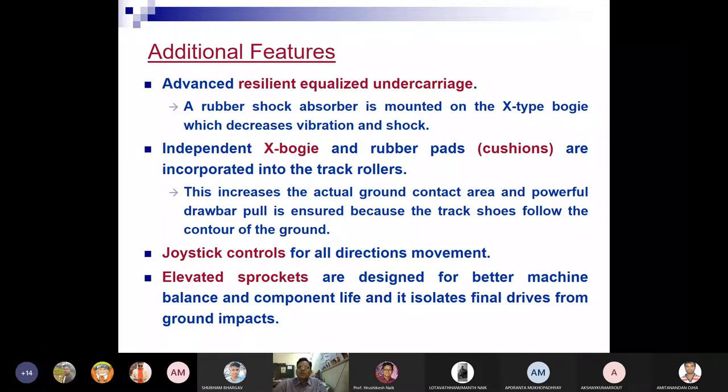Additional features should be there in the dozers: advanced, resilient, equalized. A rubber shock absorber is mounted on the X-type buggy, which decreases vibration and shock. Independent X buggy and rubber pad cushions are incorporated into the track rollers. This increases the actual ground contact area, and powerful drawbar pull is ensured because the track shoes follow the contour of the ground. Joystick controls for all directions of movement. Elevated sprockets are designed for better machine balance and component life, and they isolate final drives from ground impacts.